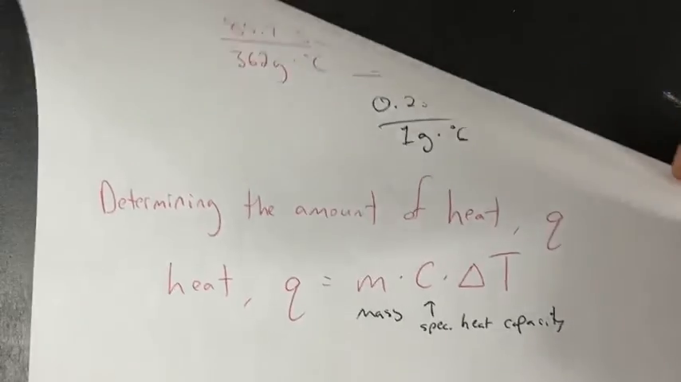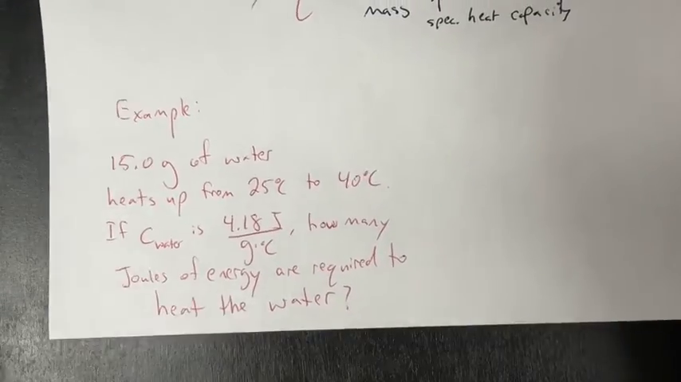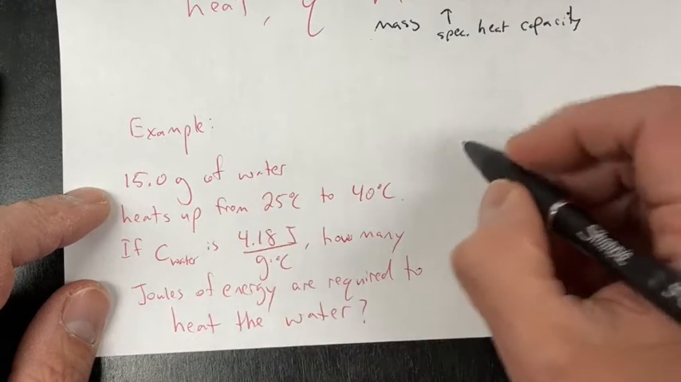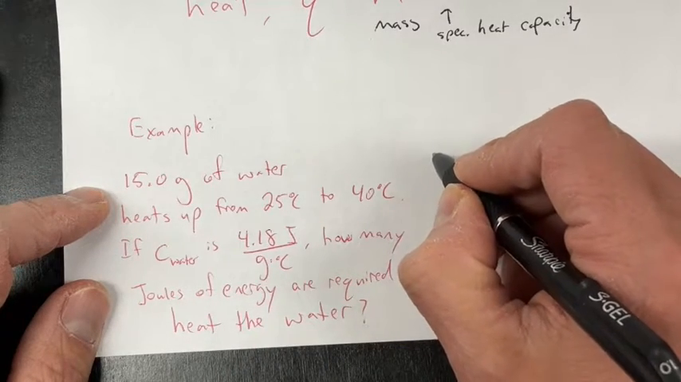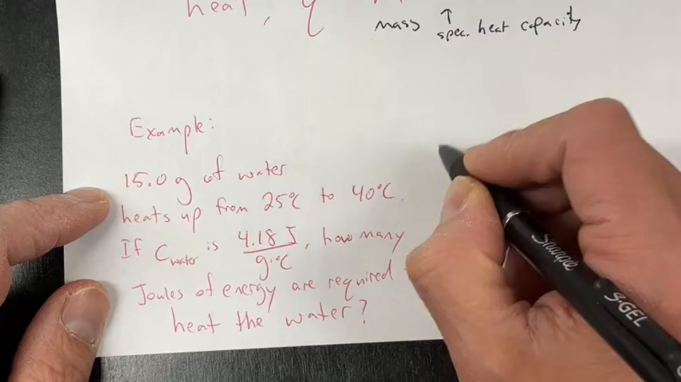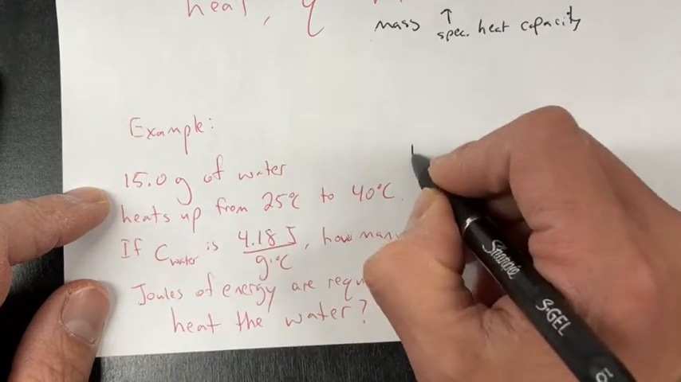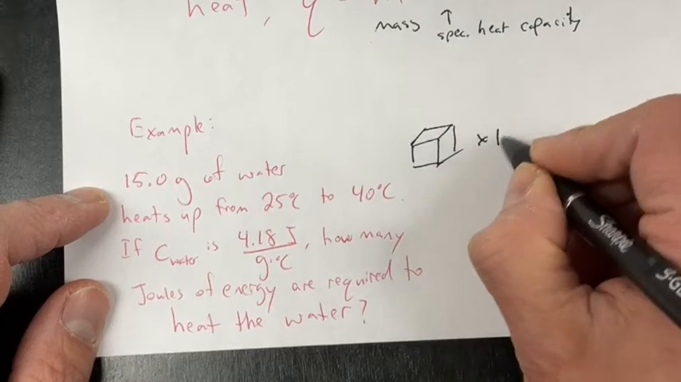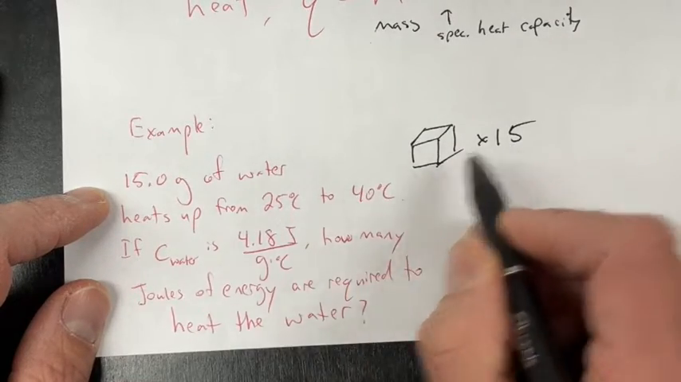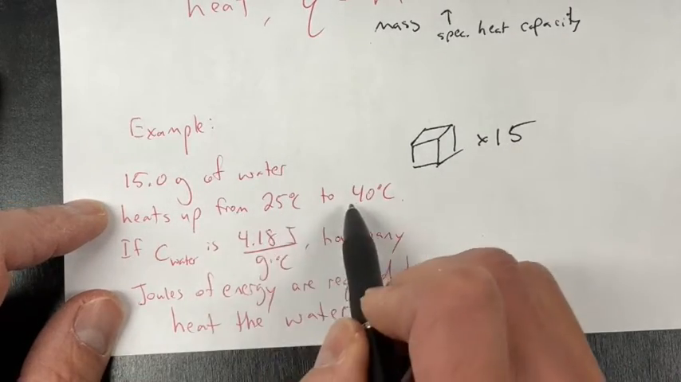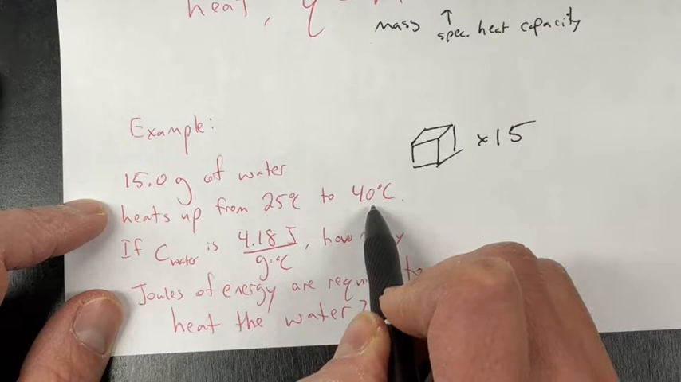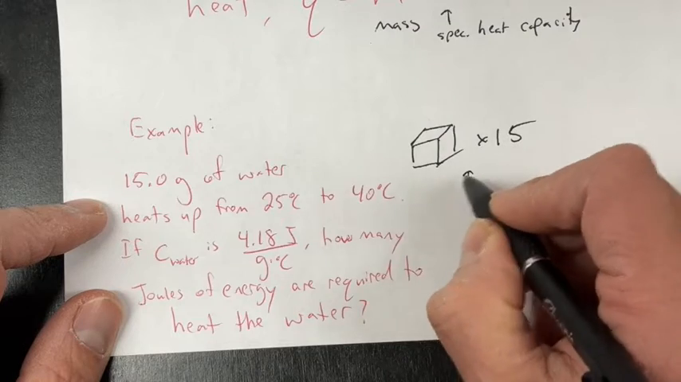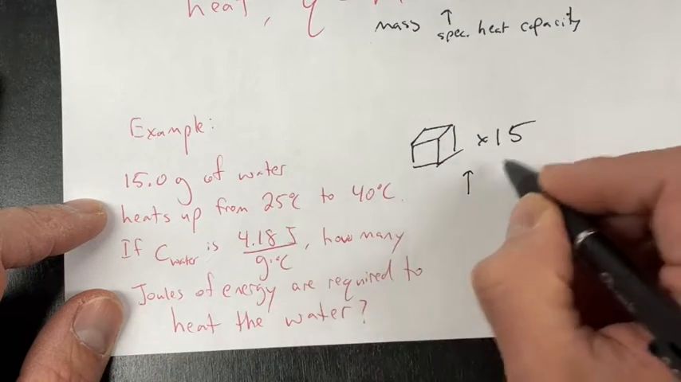Okay, so here's an example. Let's say I have 15 grams of water, and I heat it up. So instead of 1 cube of water, I'm going to have 15 grams of water. Essentially, this is my 1 cube times 15 now. Okay, so I have 15 grams, and I'm going to heat up from 25 degrees to 40 degrees. So instead of heating it up by 1 degree, I'm going to heat up by 15 degrees, right?